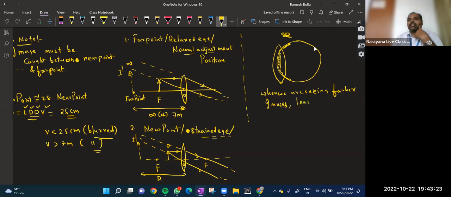So when we are seeing farther images, what will happen to the lens size? Lens size will increase. Lens size increases means what will happen to the ciliary muscles? Come on, respond. Ciliary muscles will be contracted, no? When a muscle is strained, when it is elongated, you will get pain, no? Generally, people will complain of headache. Actually, it is not headache, students. It is the optic nerve, no? When you are seeing continuously, you have to blink the eye continuously.